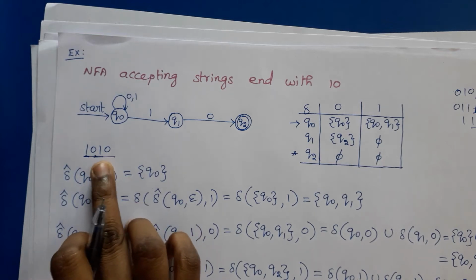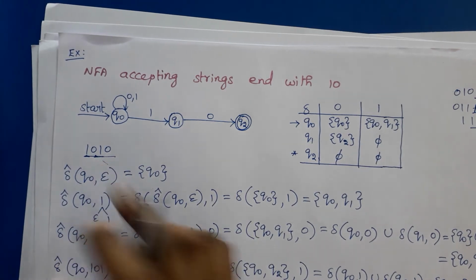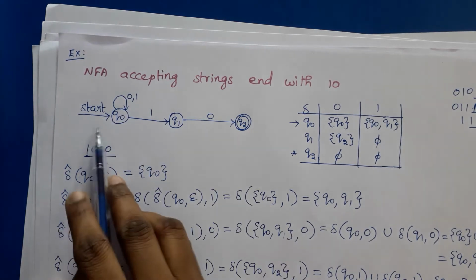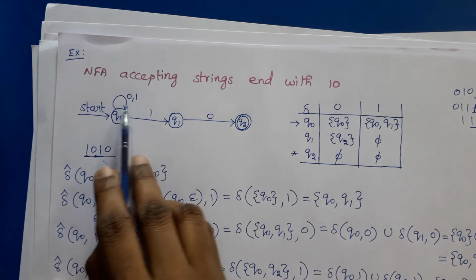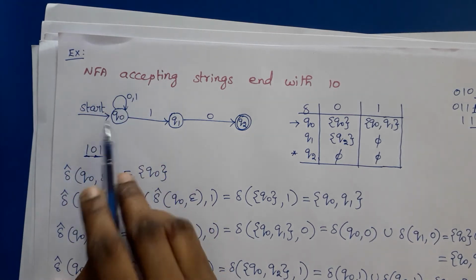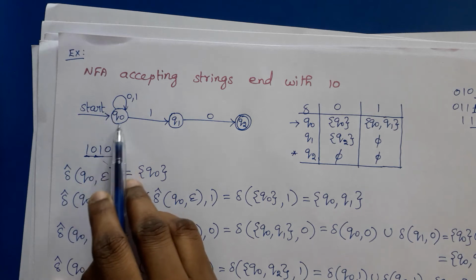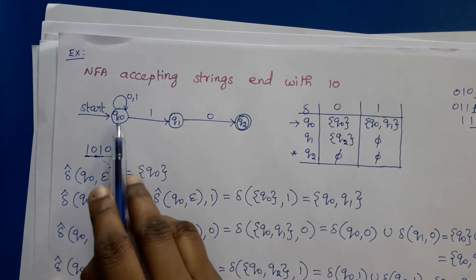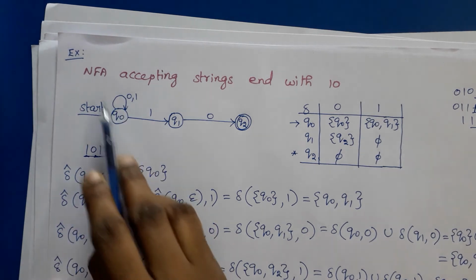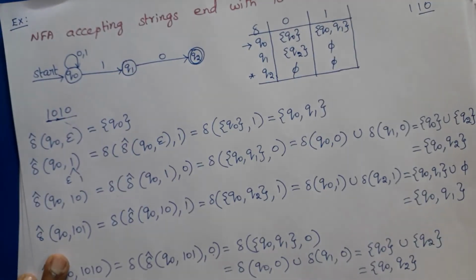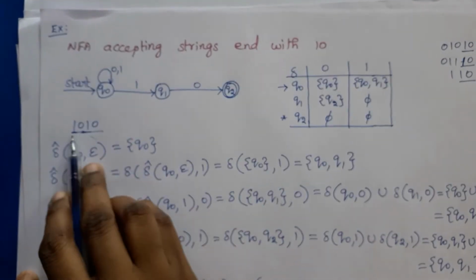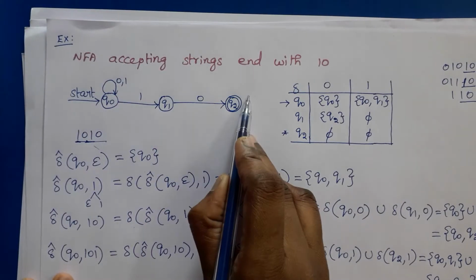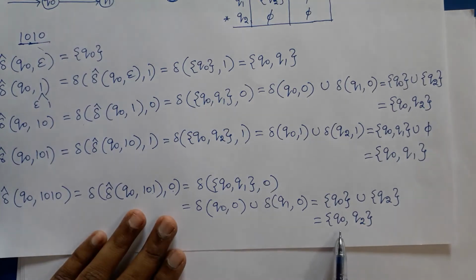Since this string ends with 1 0, definitely it is accepted by our NFA. We can see from this diagram also, for 1 0 1 0, or if you consider this state alone, 1 0 1 0, there are two possibilities. The NFA may be in state q naught if we consider the same arc, the same transition for all the symbols. Or for the first two symbols we may be in state q naught, and for the next two symbols it can reach the final state. So finally we will get q naught and q2.